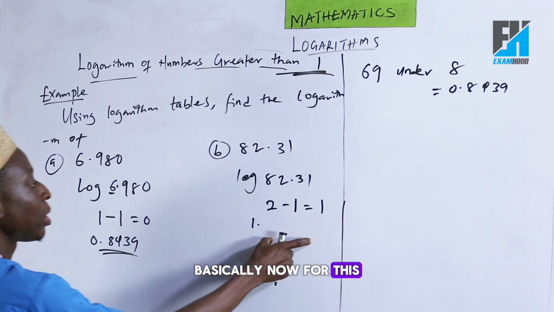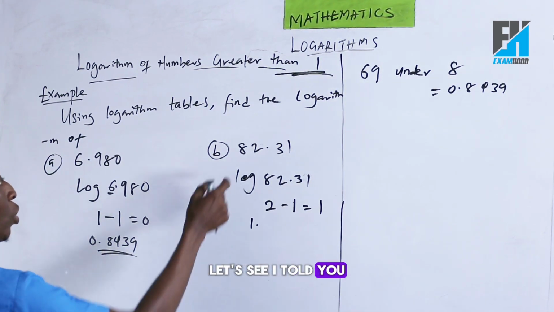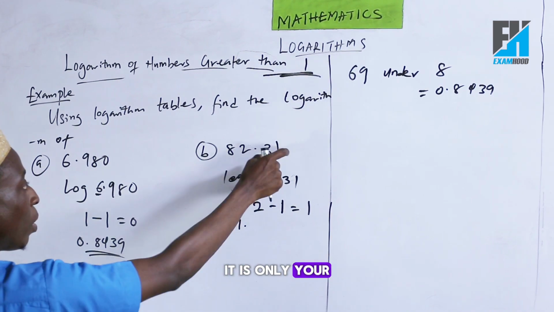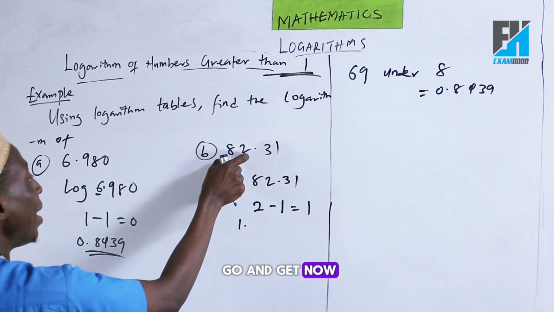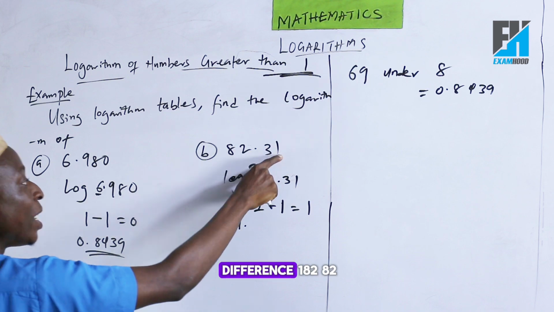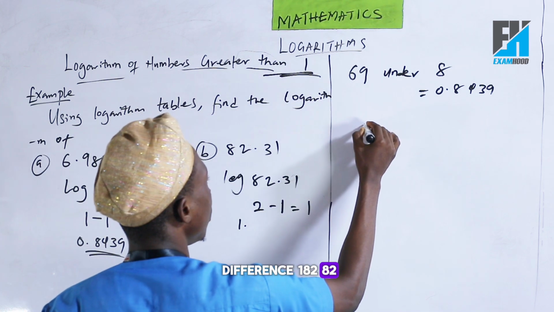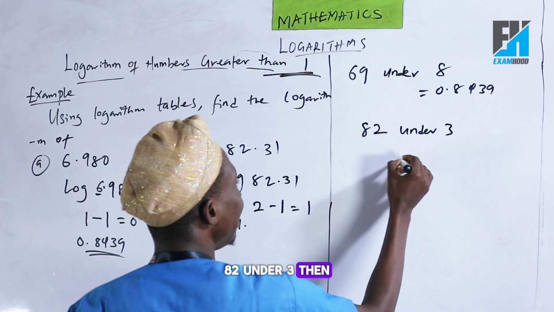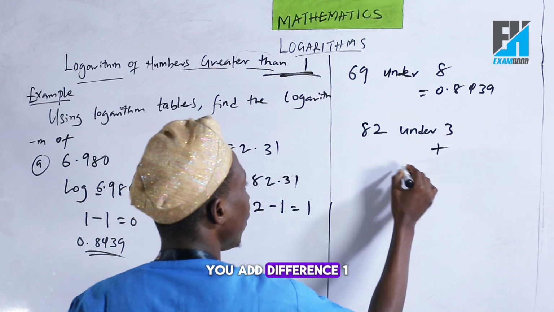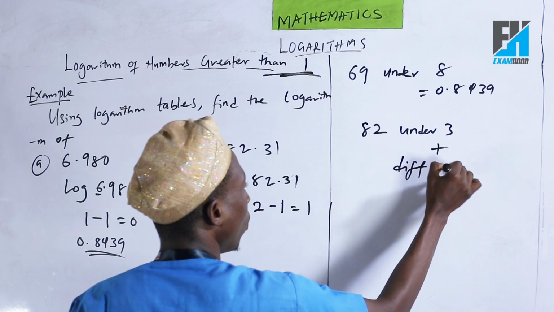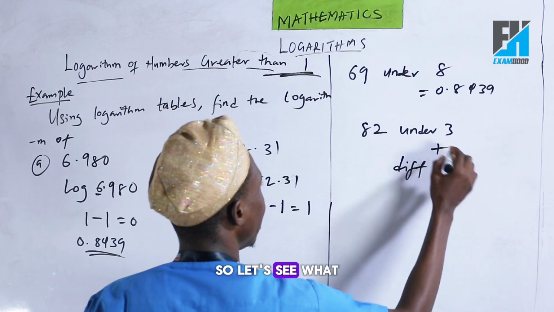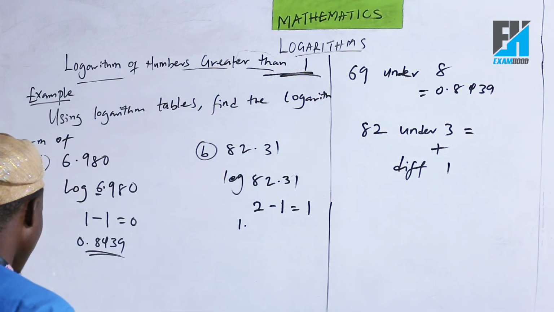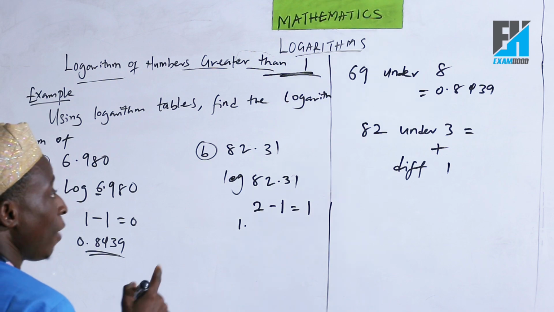Basically. Now, for this other aspect, let's see. I told you to check. You already have your characteristic. It is only your mantissa you need to go and get now. Now, 82 under 3, difference 1. 82 under 3. Then you add it. You add difference 1 to it. So, let's see. What is 82 under 3? 82 under 3 gives us 0.9154.